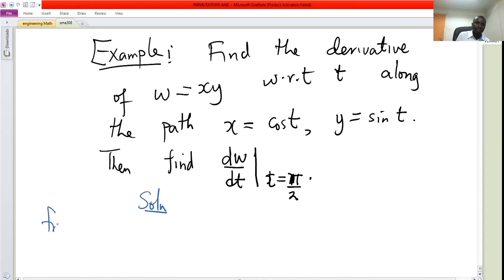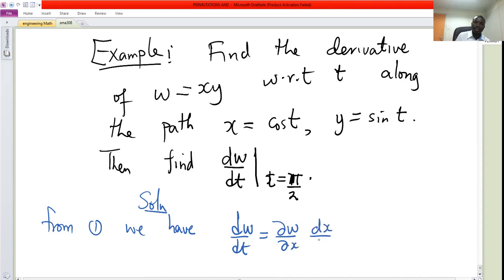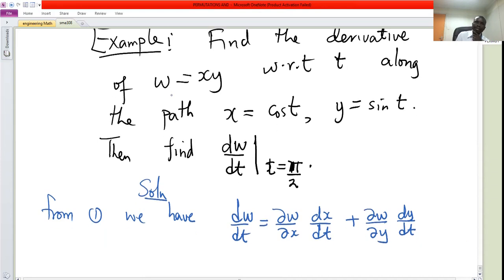So from 1, we have dw/dt equals partial w partial x times dx/dt plus partial w partial y times dy/dt. This is just by definition. And this is w of x, y.